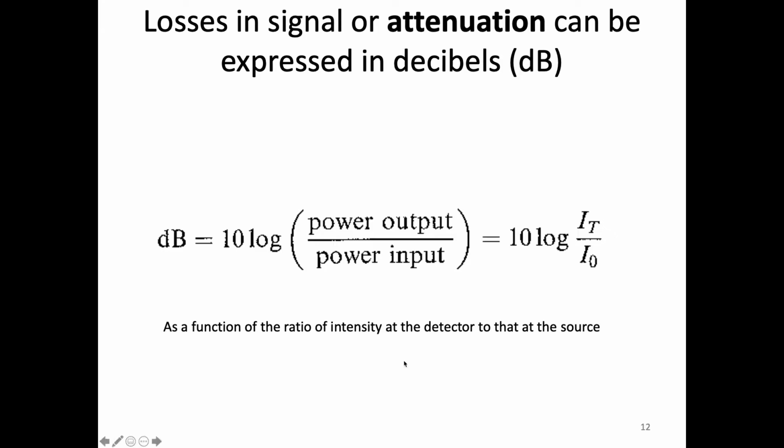Decibels is just a log-based way of communicating the loss in signal. It's 10 times the log of the output power over the input power, right? We're losing signal, so the power output is going to be lower than the power input. We can also think about that as a ratio of the intensities. So instead of power, we can think of intensity: the initial intensity is I naught, the output intensity is I t, and it's 10 times the log of that ratio, and that is what we know of as decibels.